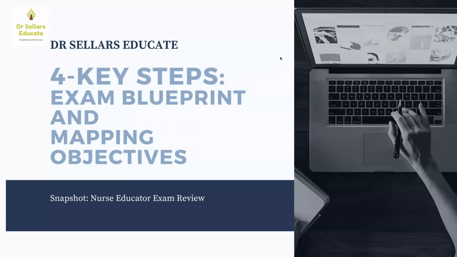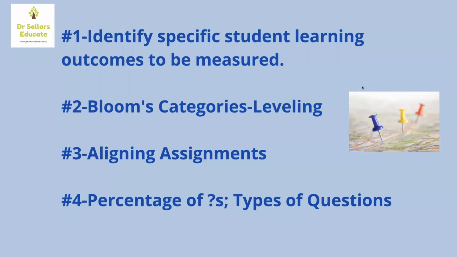Let's go ahead and jump into the content related to our snapshot for this session, taking a look at the 4 key steps associated with the exam blueprint. First of all, understanding what the purpose is of an exam blueprint and what should be included, and then mapping or alignment with the learning objectives. What does that mean, and what specific indicators do we want to look at when we're thinking about that process?